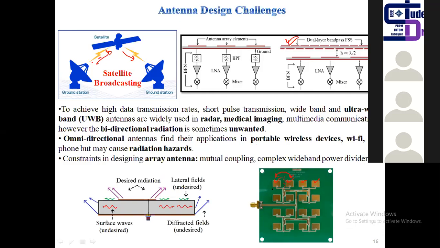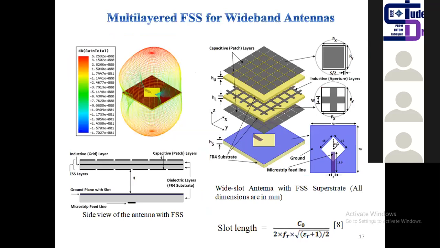Also, if you are using a wideband or ultra wideband antenna, for radar or medical imaging applications, you can improve the radiation. The bidirectional radiation can be improved or modified using FSS. So now let us go one by one through some of the applications, not in very much detail, but you can ask questions later on.